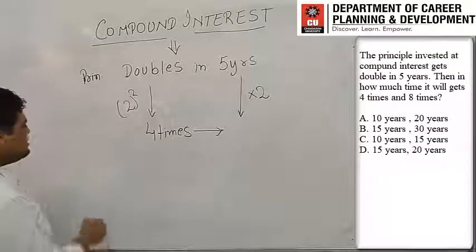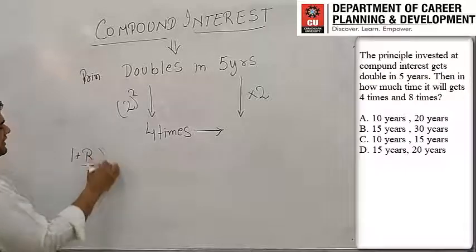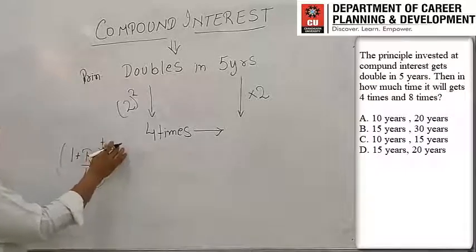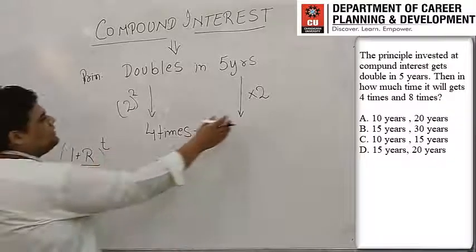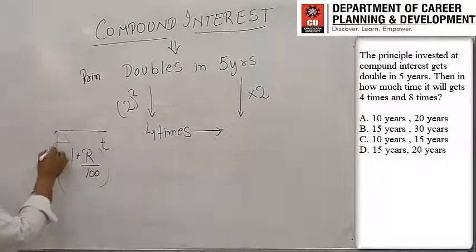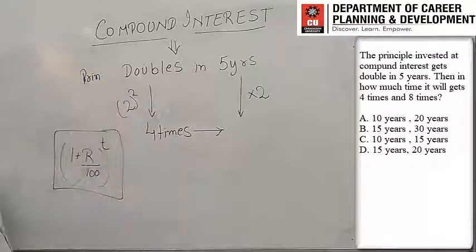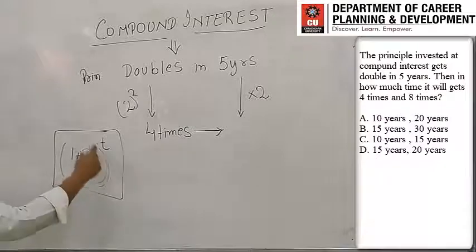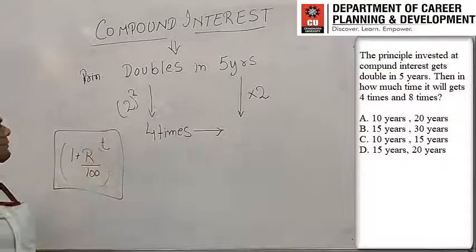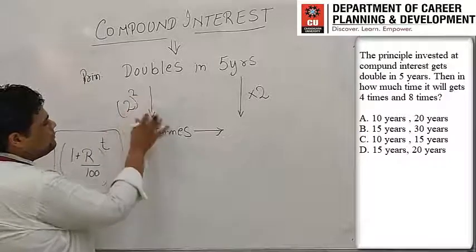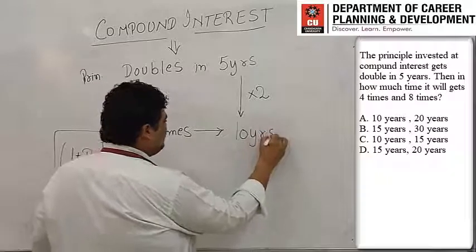Why? Because, see here, 1 plus R upon 100, time is in power. So if time is in power, the time should be multiplied and the complete interest should be increased in power. Interest should be increased in power and the time should be increased as a multiple. So 2 to the power 2, that is 4 times, it will get in 10 years.